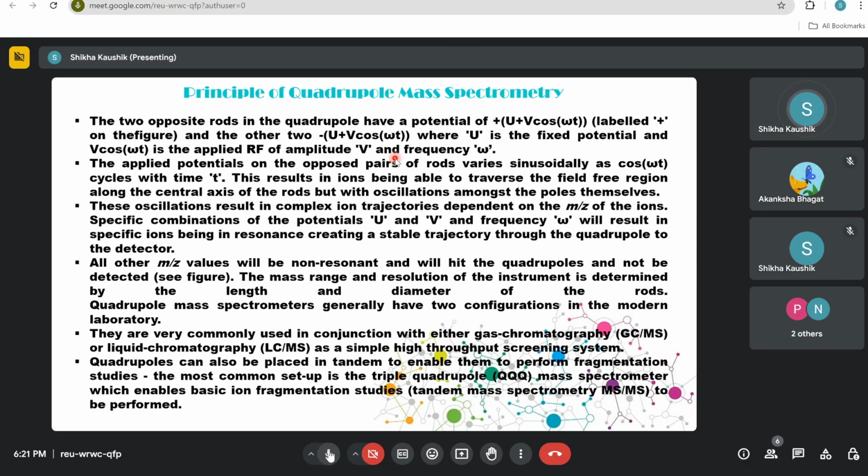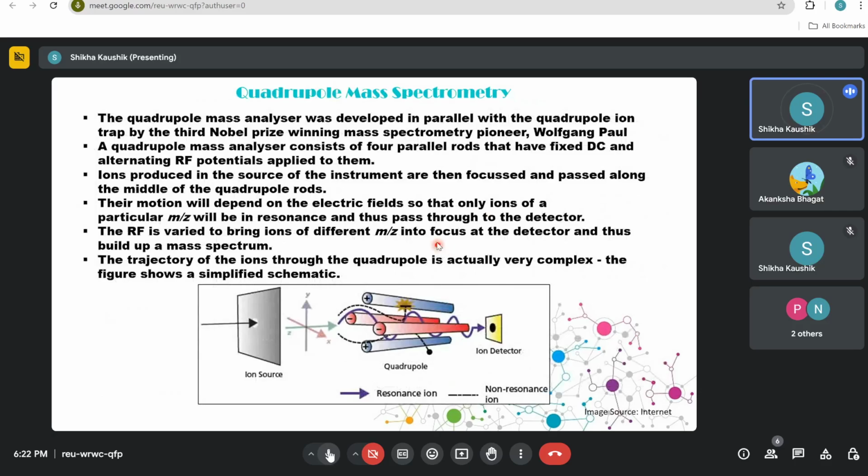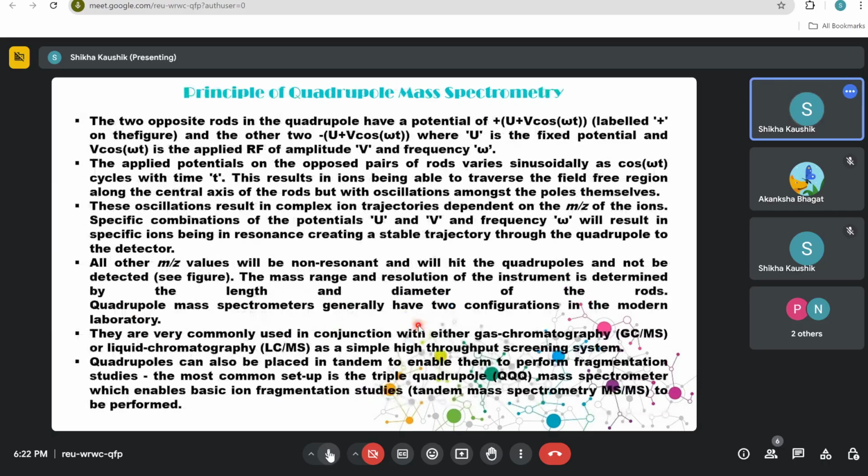So this is basically the frequency, or you can say RF potential, they have mentioned. RF potential of the amplitude V, which is here V cos omega t. Omega t is the frequency. So the applied potential on the opposite pair of the rods varies sinusoidally as cos omega t with time. So you have seen here that it moves like a wave, right? Up and down, and that depends upon the cos value with time.